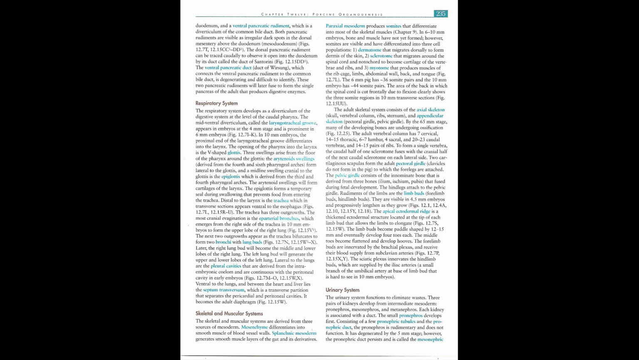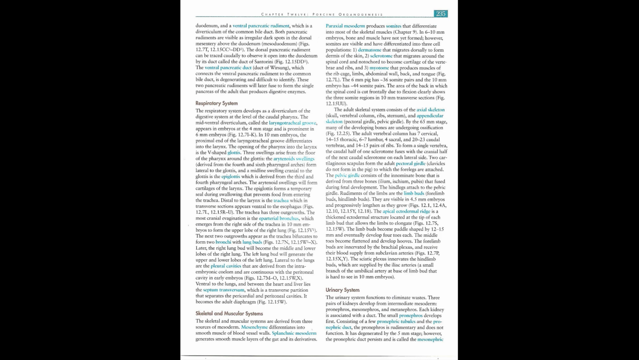In 6 to 10 mm embryos, bone and muscle have not yet formed, however, somites are visible and have differentiated into 3 cell populations: 1. Dermatome that migrates dorsally to form dermis of the skin, 2. Sclerotome that migrates around the spinal cord and notochord to become cartilage of the vertebrae and ribs, and 3. Myotome that produces muscles of the rib cage, limbs, abdominal wall, back, and tongue, Fig.